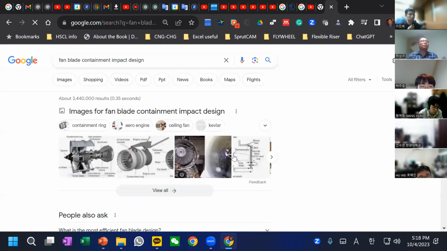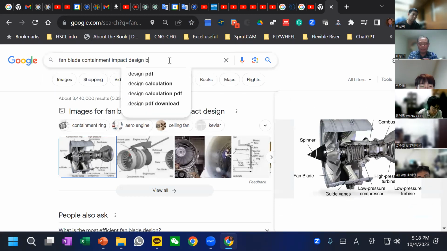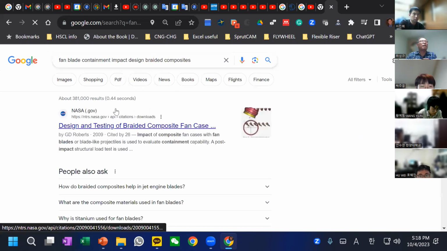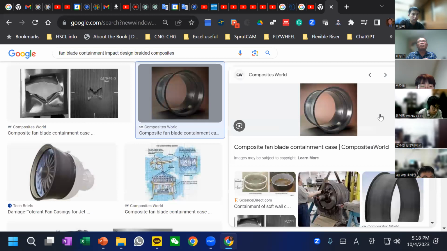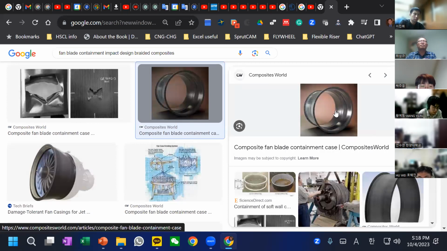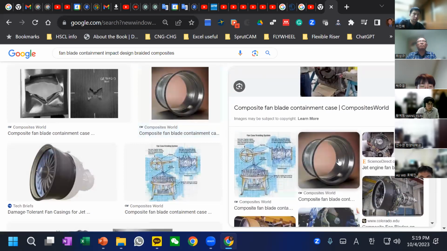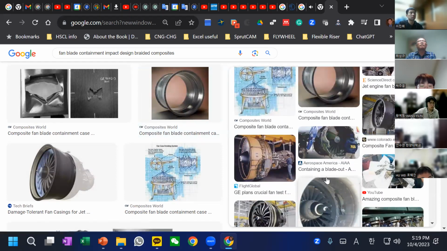I'm trying to tell you that this containment outside is also made of composite. It's a braiding composite. Why braid? As I briefly mentioned, this braiding structure is so strong under impact. So even if one of the fan blades is broken or damaged, this containment is strong enough to protect against it.